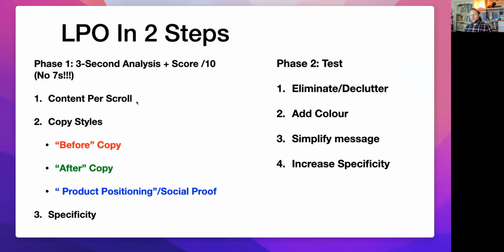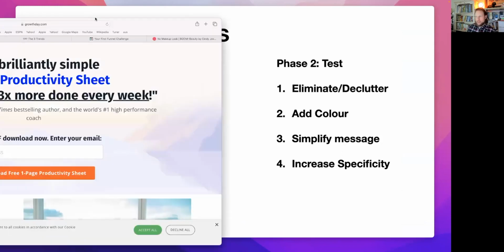The next thing we're looking at is copy style. So if we have a 3-second glance at your landing page, are you talking about how life before people use your thing sucks and what they're trying to escape from? Are you talking about how life after they use your thing is going to be amazing? Are you talking about product positioning stuff and explaining how it works or the features or showing social proof? Well, let's have a look at these 3 landing pages again.